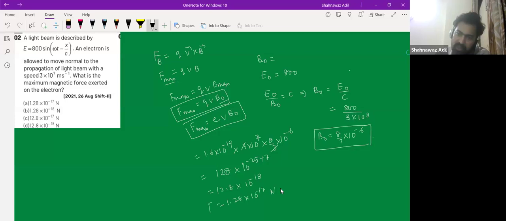So this was an easy question, right? Only this thing we have to remember: what was the magnetic force, and what is the maximum value of magnetic force. This was the answer. Is it clear, everyone?